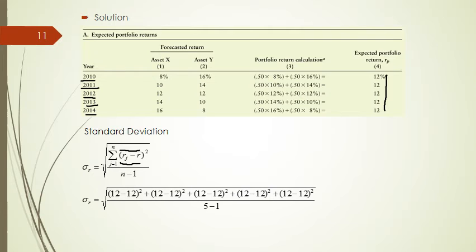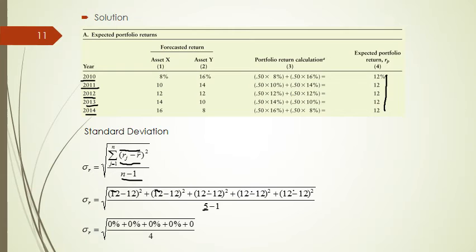To write out the formula in full and substitute those values, we have 12%, less 12, which is our expected return. This is the deviation for 2010. In 2011, we again had an observed portfolio return of 12, so it's 12 minus 12, which is the expected return, and that is our deviation for 2011. The same holds for 2012, 2013, and then 2014. And that is divided by n minus 1, where n is the number of years we are looking at. In our example, we are looking at a period of 5 years, so it's 5 minus 1.